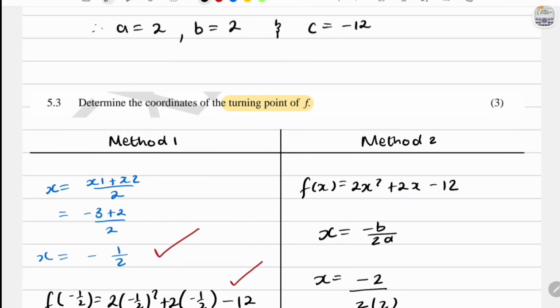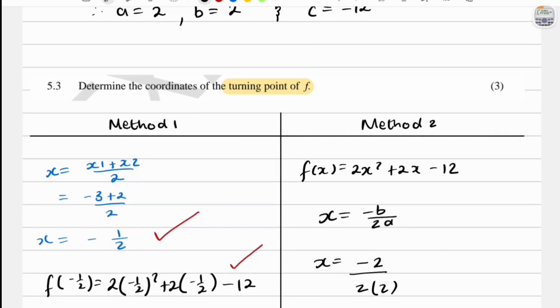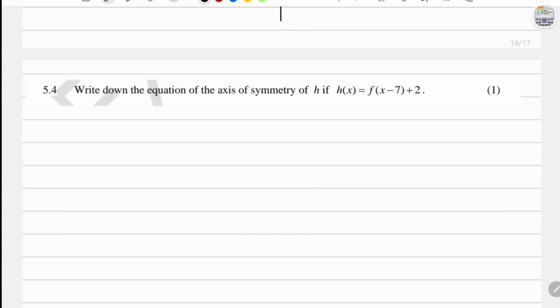Okay, so that is it for this question. Moving on to the next question. Okay, so 5.4 says, write down the equation of the axis of symmetry of h, if h of x is equal to f of x minus 7 plus 2. Please notice that this is only for 1 mark.